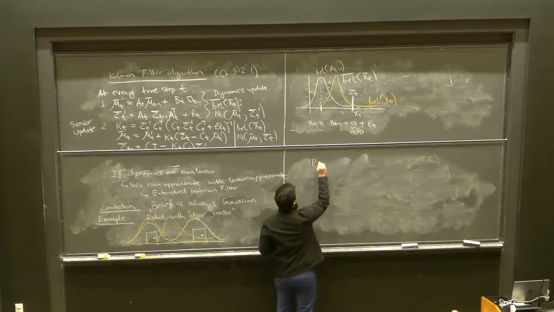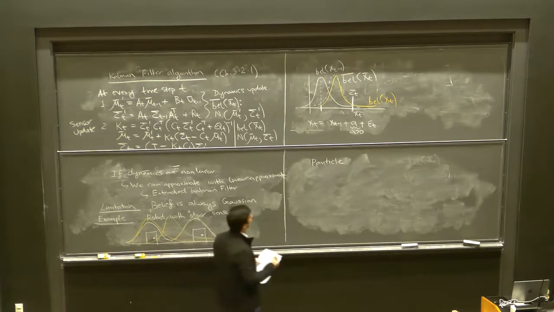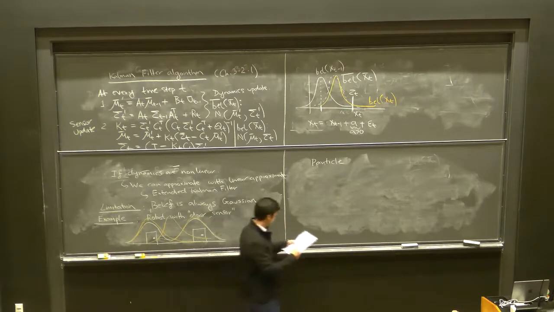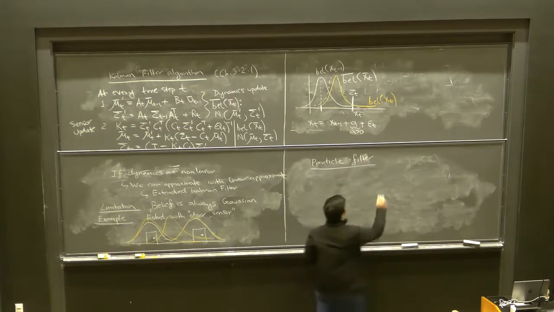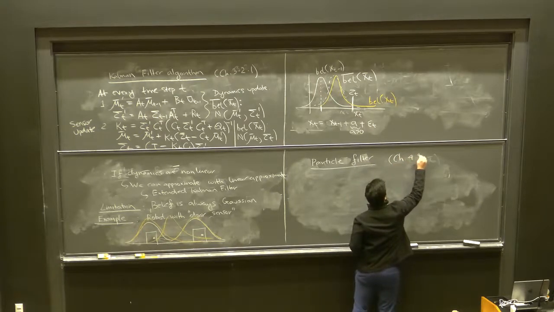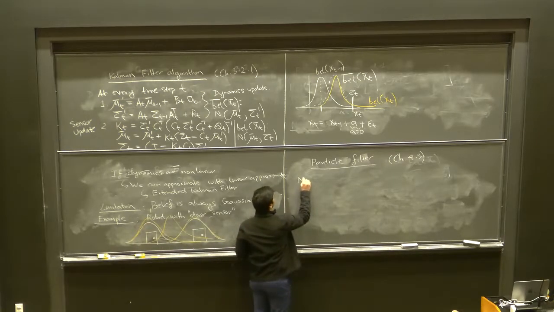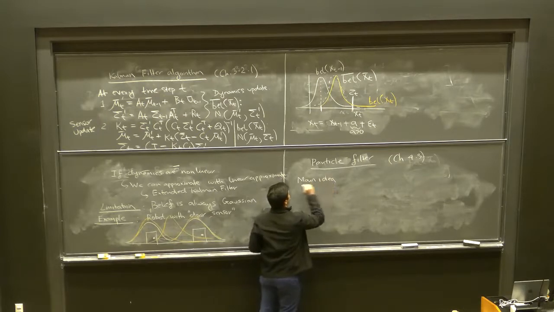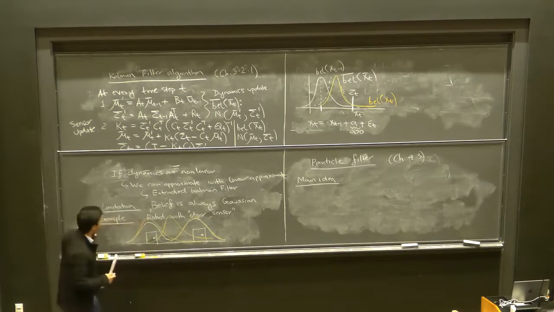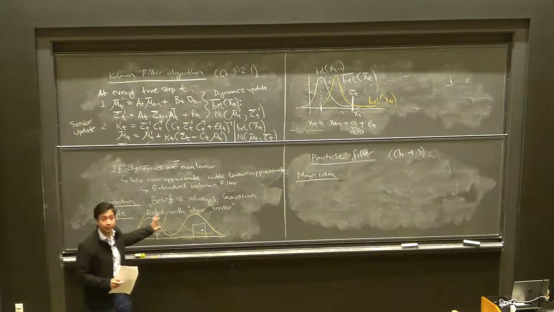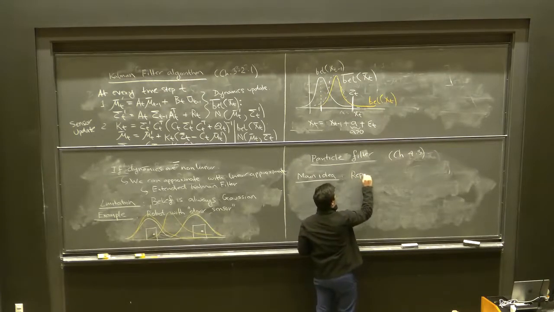So we're going to describe a different way to implement the Bayes filter. This time it's not going to be exact. We're going to make some approximations. This is going to be called the particle filter, and this is chapter 4.3 in the Probabilistic Robotics book. The main idea behind the particle filter is to give up on exactly representing this belief distribution. What we're going to do instead is approximately represent beliefs.